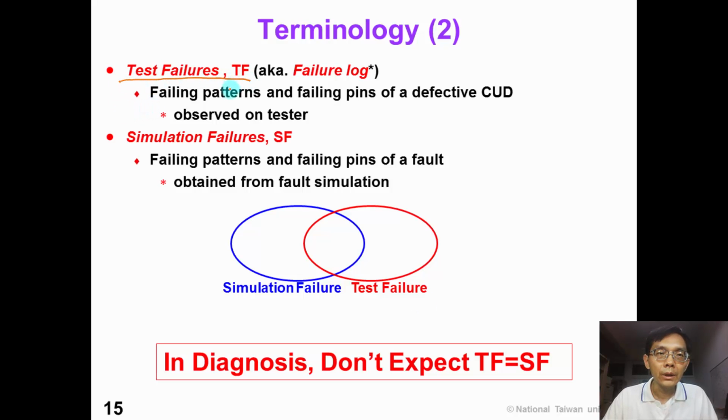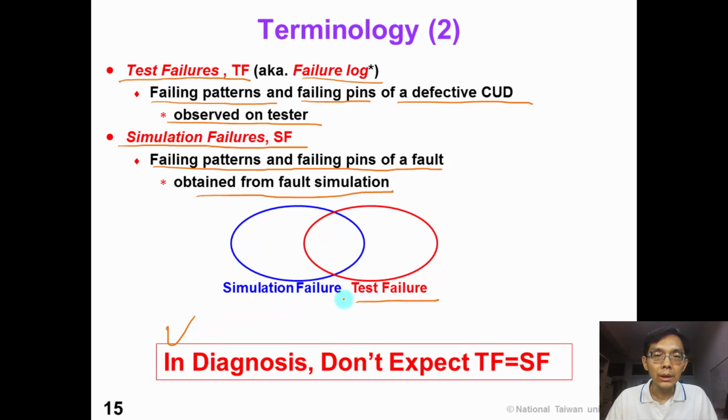Test failure, or TF, is sometimes known as failure log. Test failure means the failing pattern and the failing pin information of a defective CUD. This is observed on the tester. On the other hand, simulation failures, or SF, are those failing patterns and failing pins of a particular fault which are obtained from fault simulation. Because the behavior of a real defect is not the same as a fault model, in diagnosis, please don't expect that test failure will be completely the same as the simulation failure.